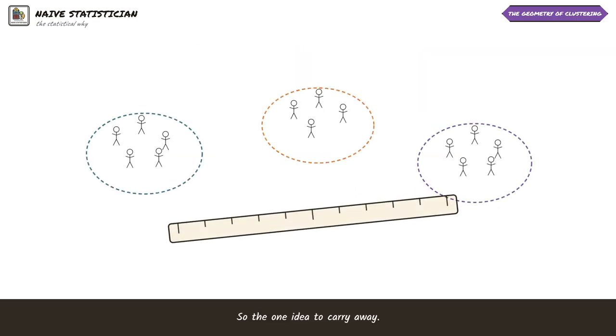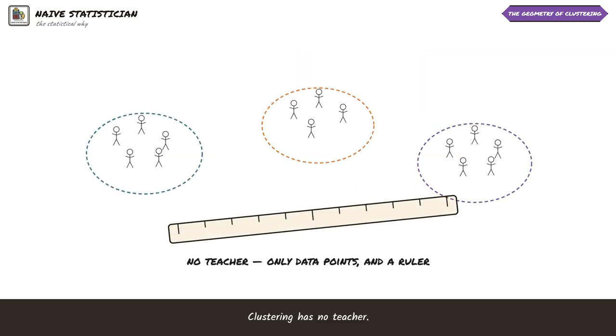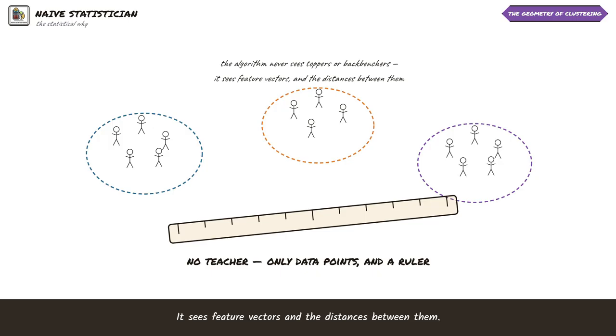So the one idea to carry away. Clustering has no teacher, only a set of data points and a ruler. The algorithm never sees toppers or backbenchers. It sees feature vectors and the distances between them. And every cluster it finds, it finds through that ruler.